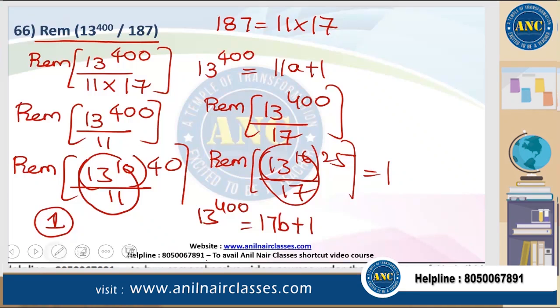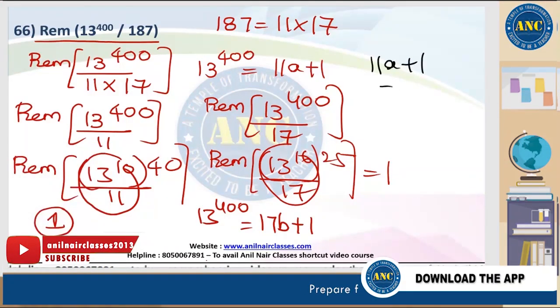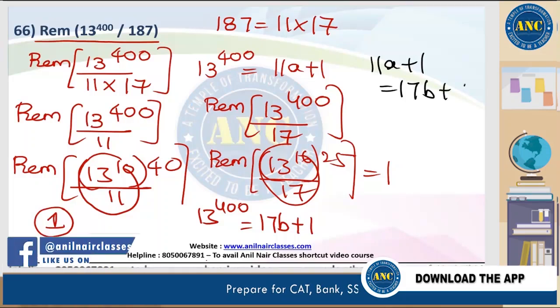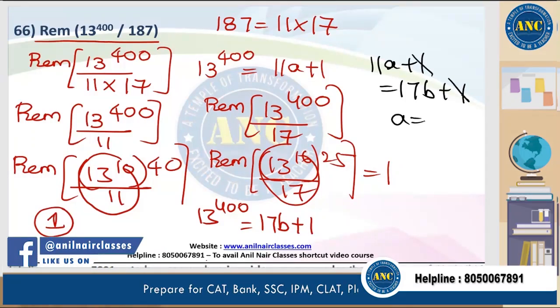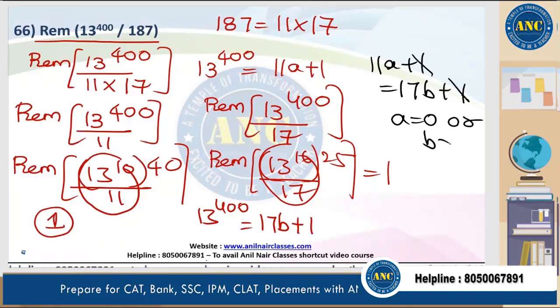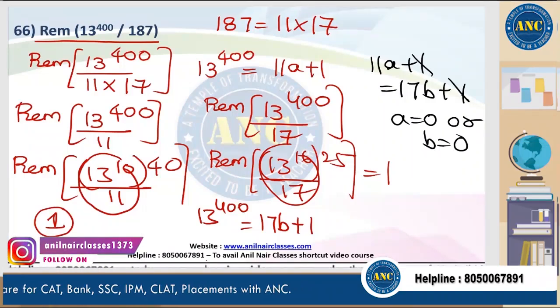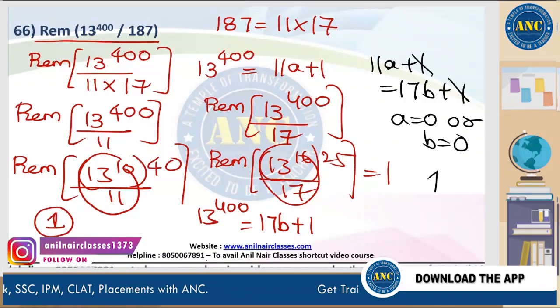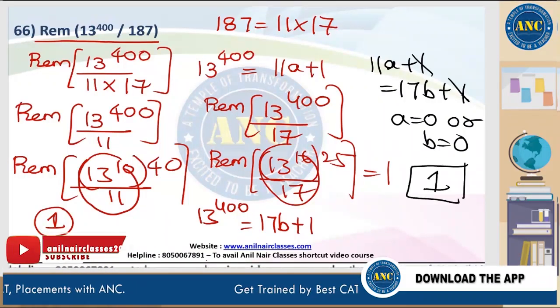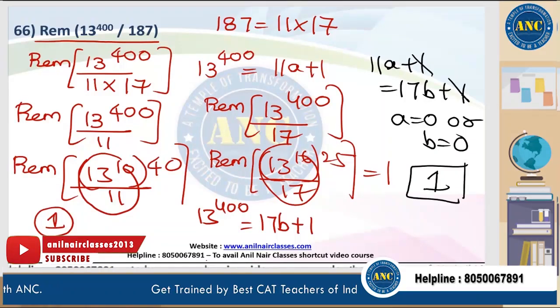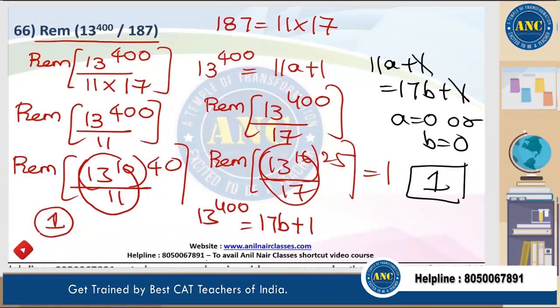So now easily you can calculate it. 11a plus 1 equivalent to 17b plus 1. Cancel, cancel. A is 0 or B is 0. Substitute any value: 11 into 0 plus 1 or 17 into 0 plus 1. The answer for this question is 1. Idea clear, right?